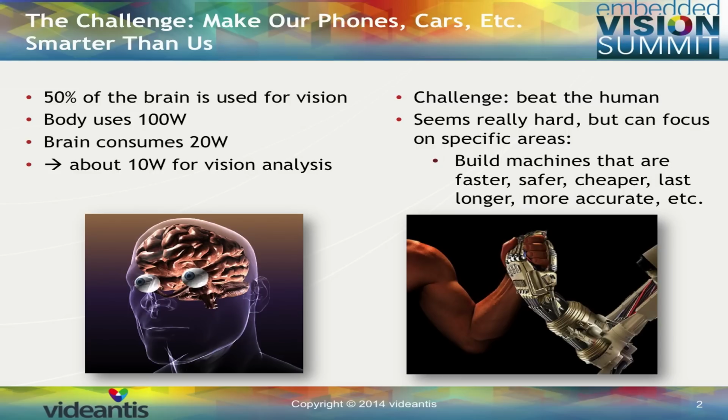The nice thing though is that we don't have to beat the brain in everything. When we're building consumer electronics and computer vision devices, we just have to beat the brain in a few specific areas. Maybe we want to just make it faster. We want to make cars safer. Maybe we just want to make things sometimes cheaper than using human labor. So I think that's quite doable, and you see that the industry is marching forward quite quickly to make that happen.